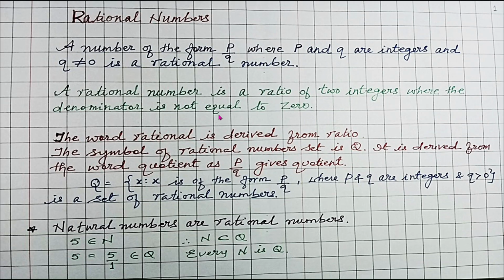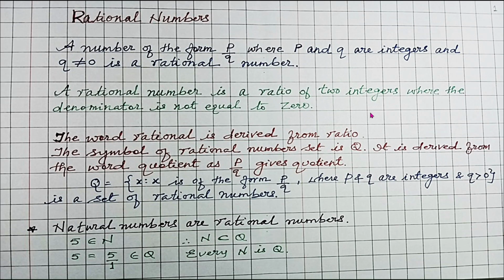A rational number also can be defined as a ratio of two integers. P is an integer, q is an integer. So take a ratio of p and q, then it is a rational number. The only condition is that q should not be equal to 0. The word rational is derived from the word ratio.